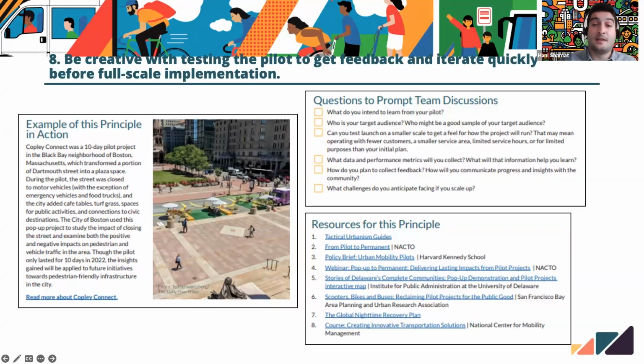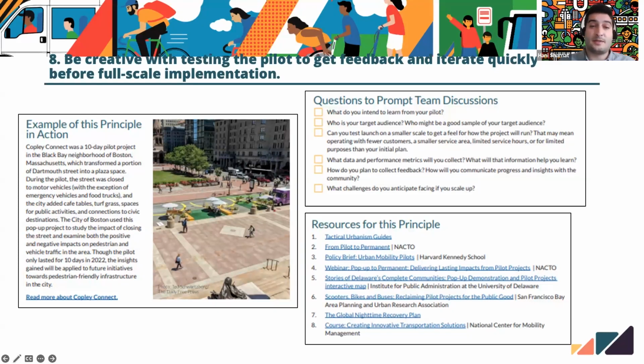So on this slide are excerpts from this chapter with Copley Connect as the example, which was a 10-day pop-up pilot in Boston, which closed down a street in June 2022 and transformed it into a plaza space. And then I also want to bring up the resources that we link to in this chapter.